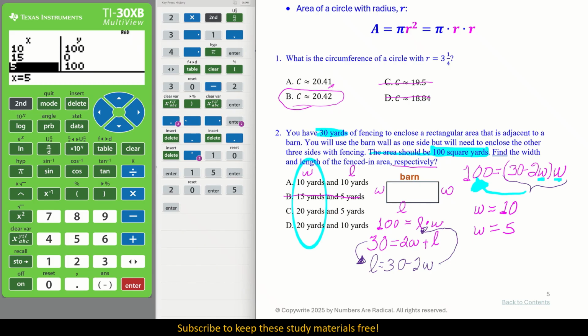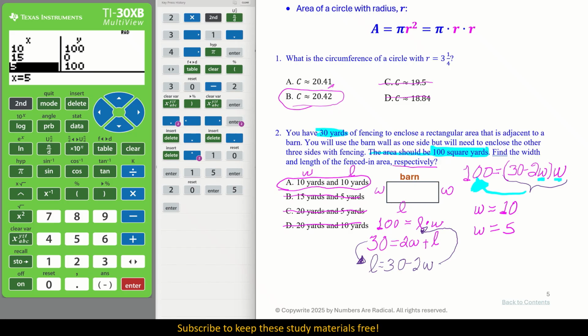Well, let's look at our options. I'll get rid of this. Now, we know 20 is not valid. We know 15 and 5 together is not valid. So the only thing that we actually have left in this situation is 10 times 10.